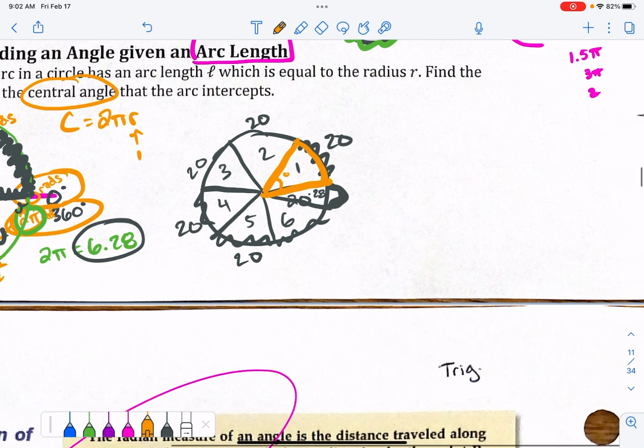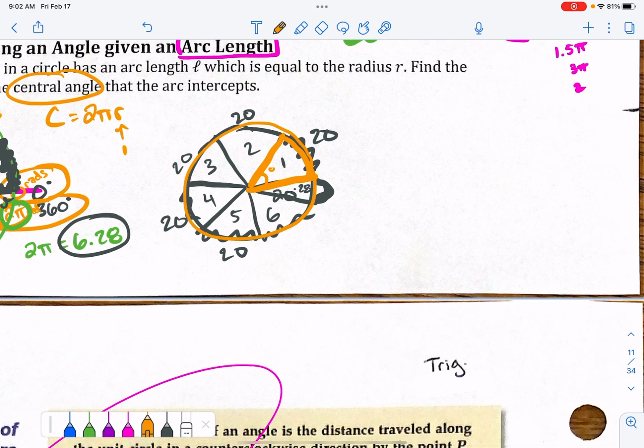Okay, well, if all the way around the circle is 360 degrees, and there are 6.28 of those around the circle, that would mean I would take 360 divided by 6.28. Let me find a calculator. It's like 57 degrees, I think 56 and change. Divided by 6.28 is 57.3. So 57.3 degrees is what one radius length is.